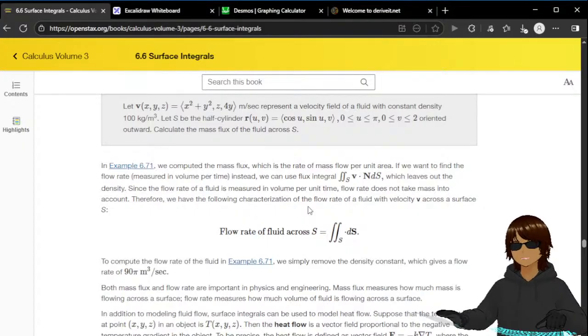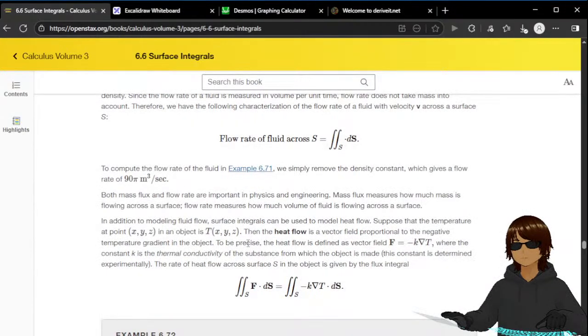In example 6.71, we computed mass flux, which is the rate of mass flow per unit area. We want the flow rate. Instead, we can use flow flux integral, which leaves out the density. Since the flow rate of the fluid is measured in volume per unit time, flow rate does not take mass into account. Therefore, we have the following characterization of the flow rate of the fluid with the velocity v across a surface S. To compute the flow rate of the fluid in example 6.71, we simply remove the density constant, which gives a flow rate of 90 pi meter cube per second.